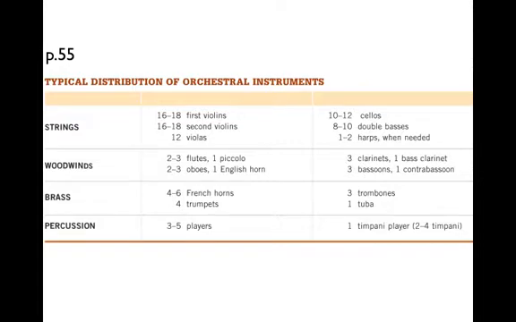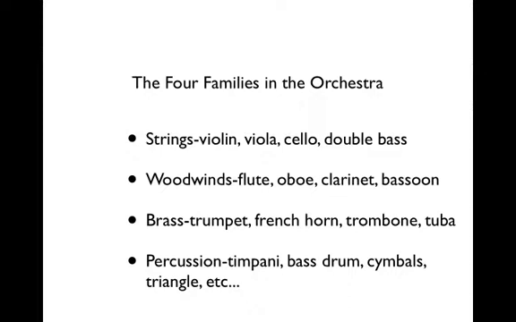Here on page 55 is a typical distribution of orchestral instruments. I'm going to just skip past this because it really does depend on whose symphony you're listening to. For example, a Mozart symphony would be much smaller than what you see here, and you might even see a symphony that has more than what's listed here. So it really depends. To keep it simple, I made a list of the instruments that would fall under each category.